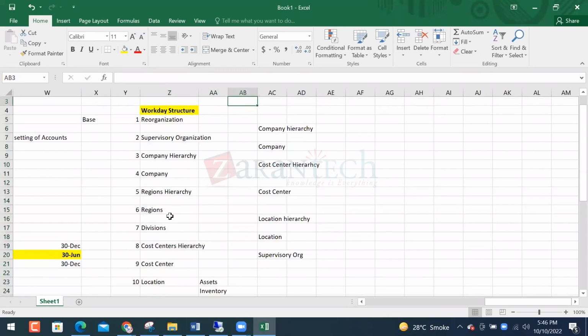Okay. So I'm going to delete this thing. These structures should be in a proper systematic way that I have mentioned here. First, reorganization, supervisory organization, company hierarchy, company, regions, division, cost center hierarchy, and cost centers. Then I'm going to delete this one.